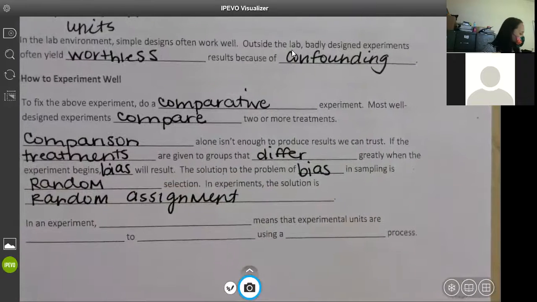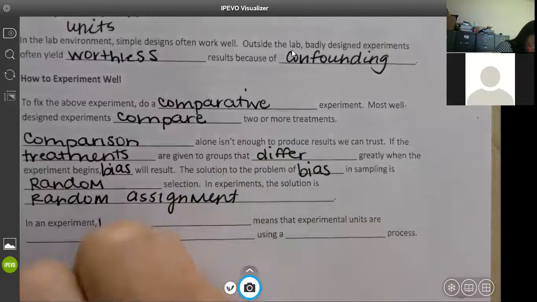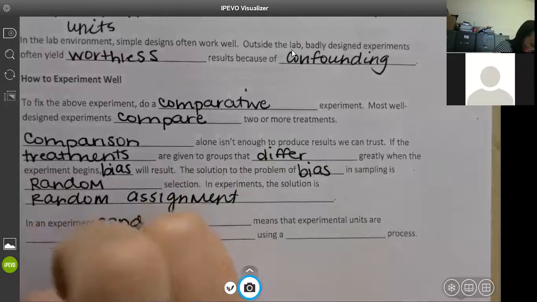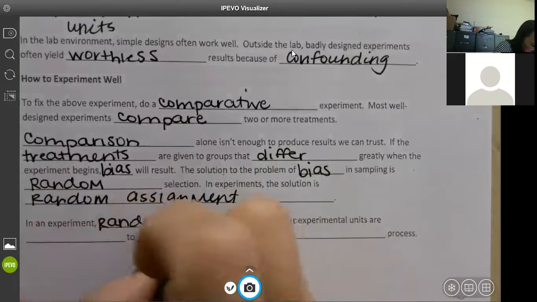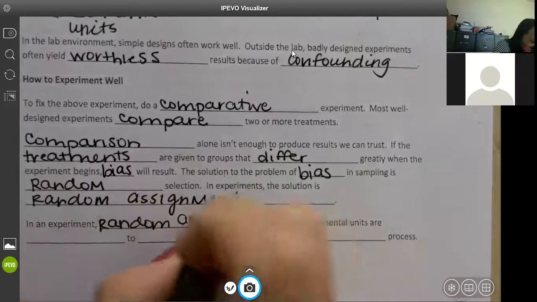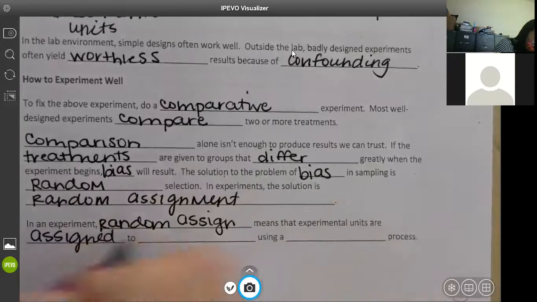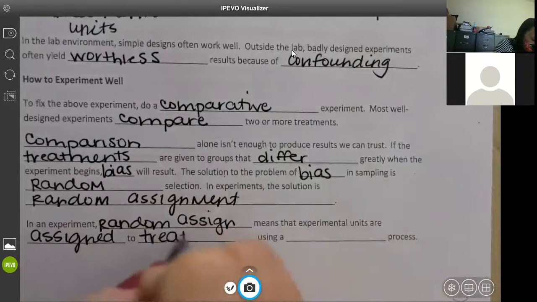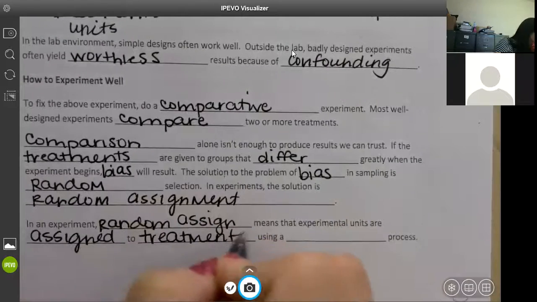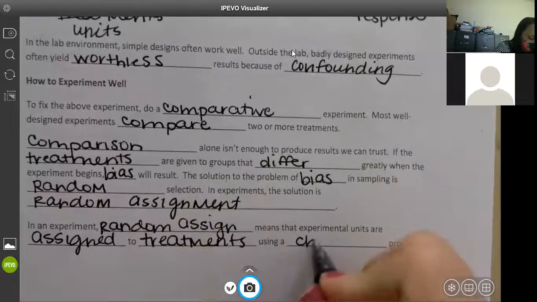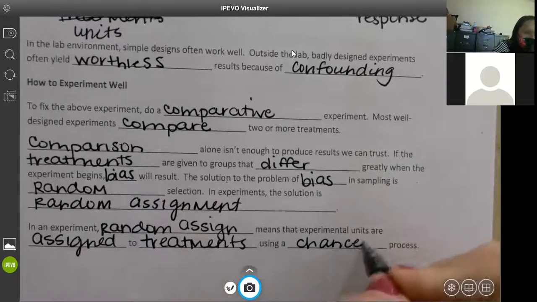All right. In an experiment, random assignment means that experimental units are assigned to treatments using a chance process. What are the chance processes we've talked about?